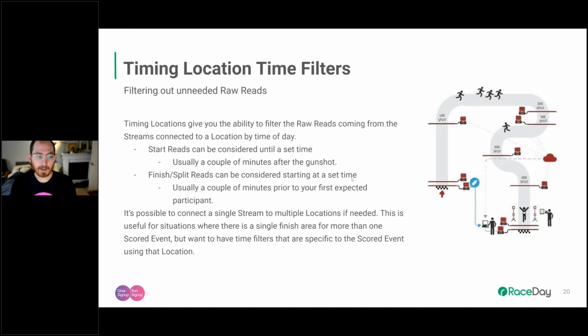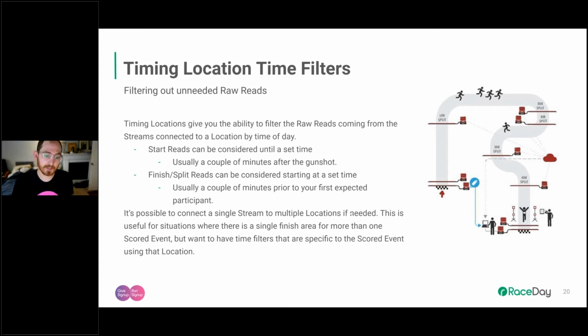It's possible to connect a single stream to multiple locations if needed. This is nice for situations where there's a single finish area with more than one scored event, like a 5K and 10K commonly finishing in one spot, but you want time filters that are specific to the scored event using that location. You may remember that here we have one single filter to say start collecting finish reads after this time. Well, that works nicely if you have a single 5K, but if you have a 5K and a 10K, you might wind up with someone getting, let's say, a 16-minute 10K, which is never going to be valid.